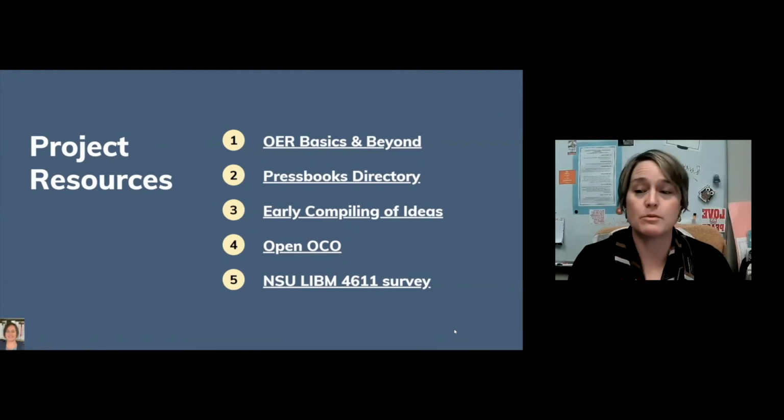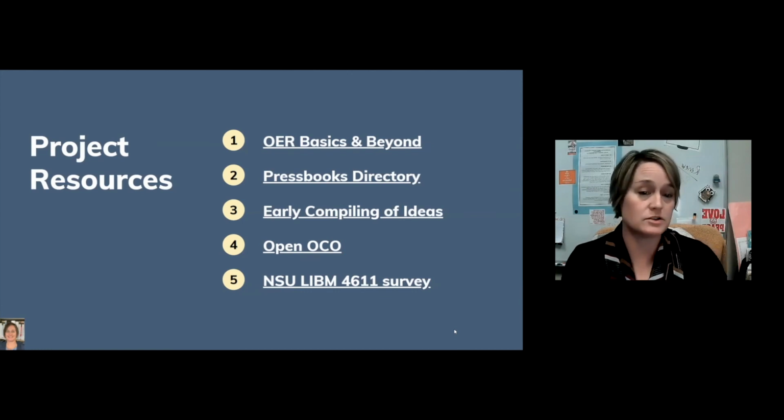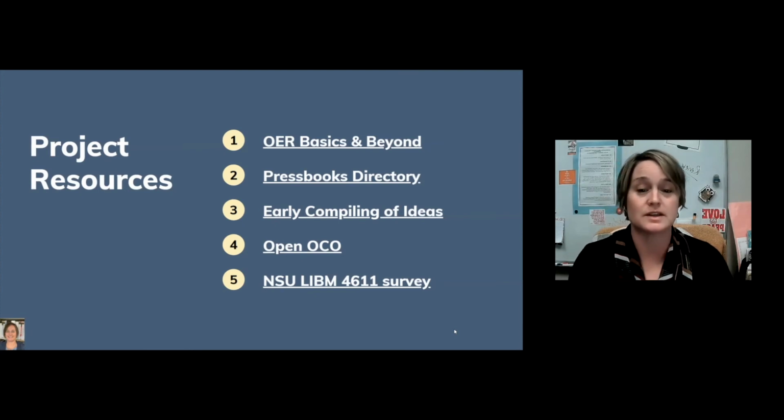So there are a number of resources that we would recommend for you if this is something that you're wanting to undertake yourself. To be clear, you don't have to write a whole book to create an OER. An open educational resource can be anything that is used for teaching or for learning. And so you can start small.